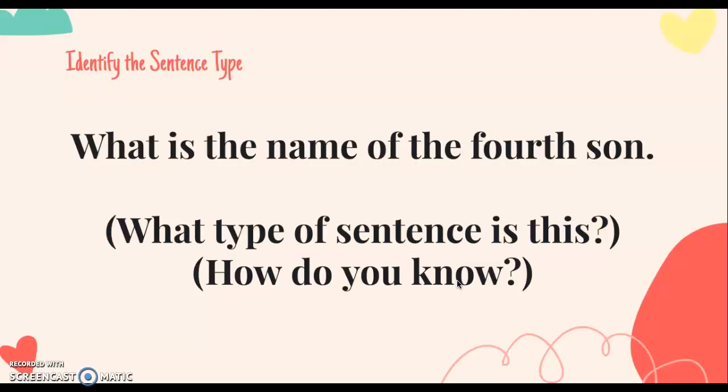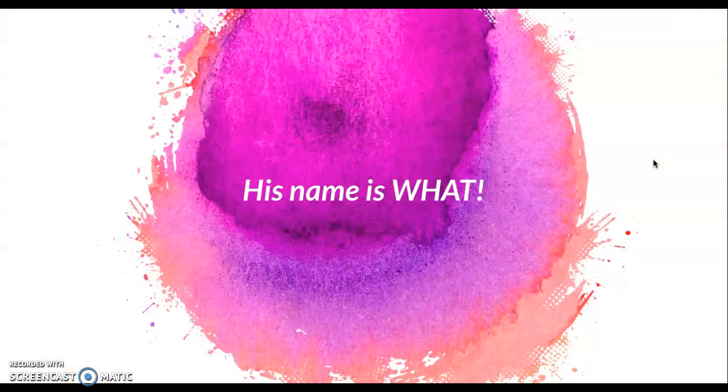Okay, let's see. Well, let's look at this sentence. It says, what is the name of the 4th son? What type of sentence is this? It ends in a period. So what type of sentence would that be? Think to yourself in your head. Okay, if you said this is an interrogative sentence, it is not, because it doesn't end in a question mark. What is the name of the 4th son is not a question, it's a regular sentence. So the son's name is what? That's what I was saying the whole time. When it said, what is the name of the 4th son? It literally meant what was his name.